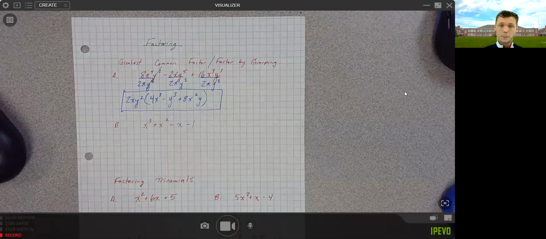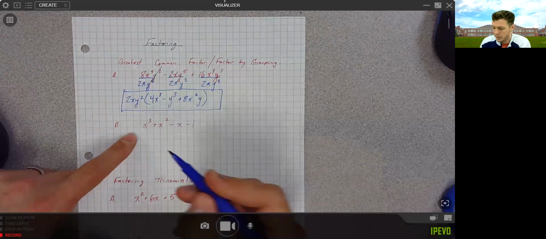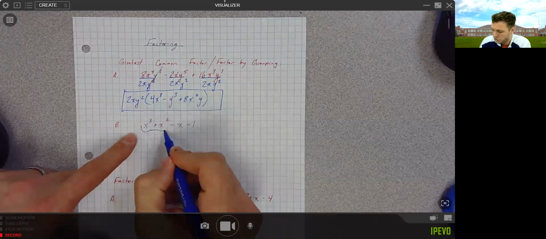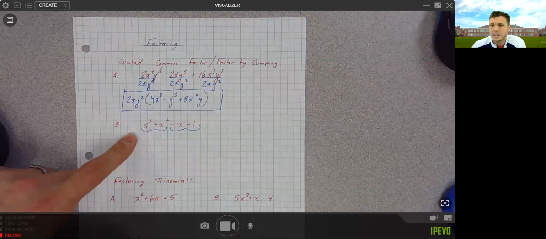All right. Now, a lot of times when we have 4 terms, there's no good traditional method to factor. However, sometimes we can factor by grouping. So here we have 4 terms. And to factor by grouping, what we do is we break this into 2 groups, and we look for the greatest common factor in each of the groups.